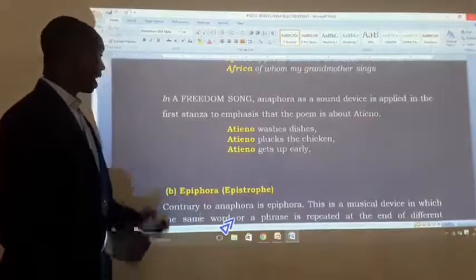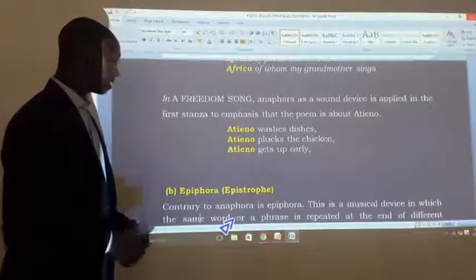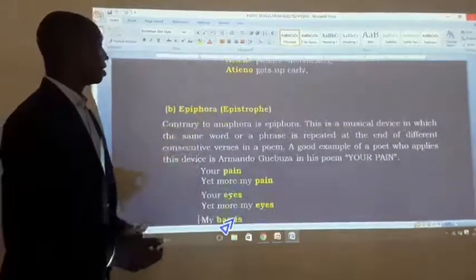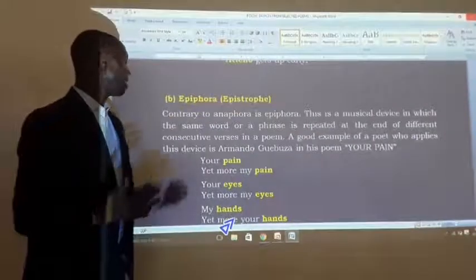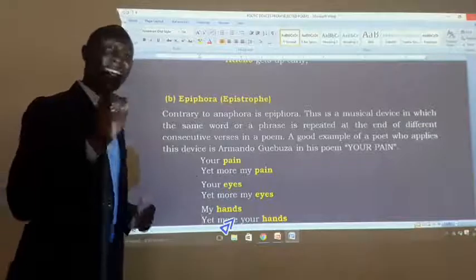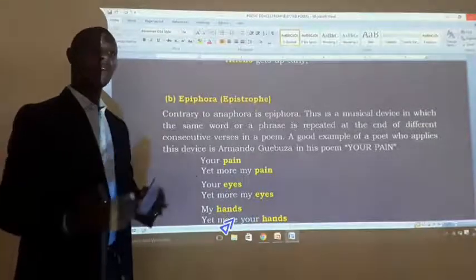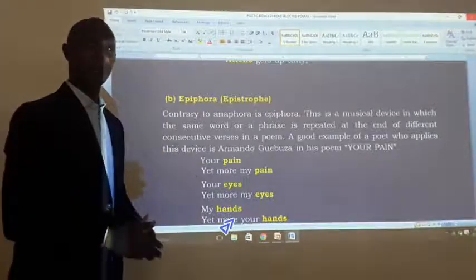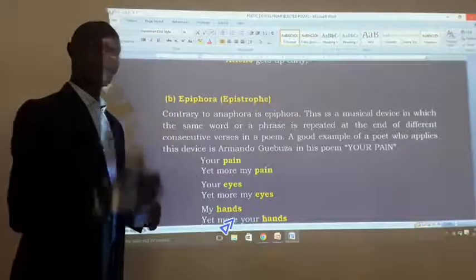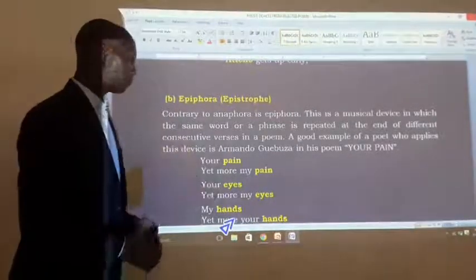In fact, anaphora has a counterpart, and this is epiphora. Sometimes epiphora is called epistrophe. This is a musical device in which the same word or phrase is repeated at the end of different verses. Of course, many of us will say it's rhyme. We agree it's rhyme, but how does this poet make use of epiphora to have the rhymes at this point?